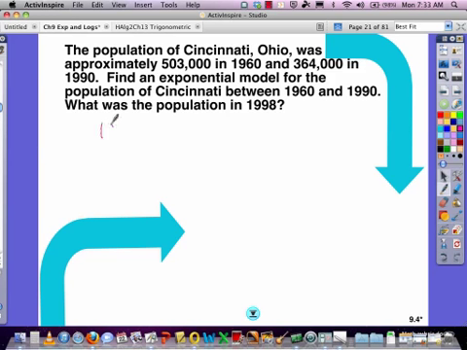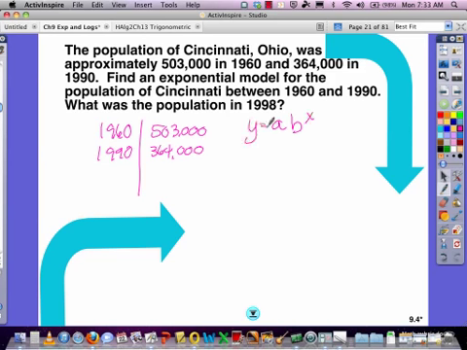We have some years, 1960, and the 503,000, and we have 1990, and we have 364,000. So right away you're looking at this and saying, wait a minute, their data is definitely not going up, so we're expecting to see a definite decay situation. That starts telling you some things about your B value in your model. Okay, so we need to do that first.